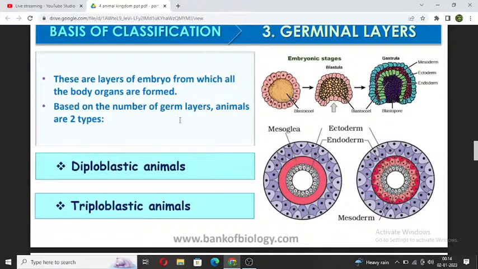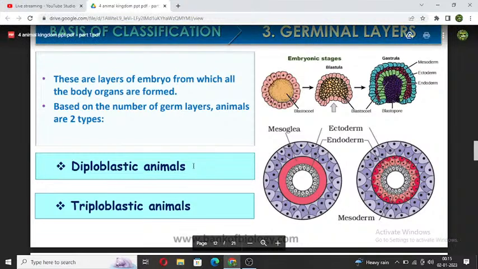When I'm talking about germinal layers, what are these germinal layers? Germinal layers are nothing but the layers that are formed at the embryonic stages during the process of gastrulation. Yes, layers of cells from which new tissue is constantly formed. So, depending upon the formation of germinal layers, organisms are classified as either diploblastic or triploblastic.